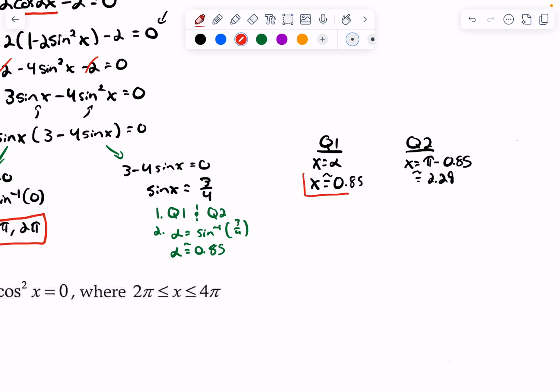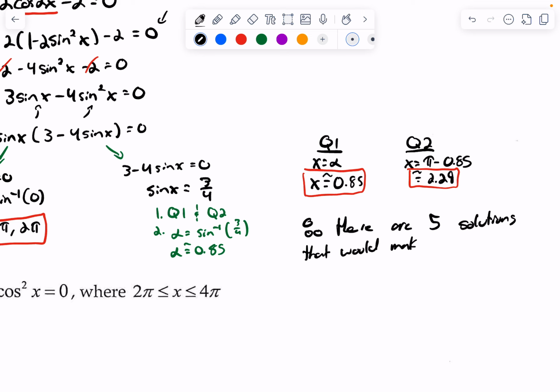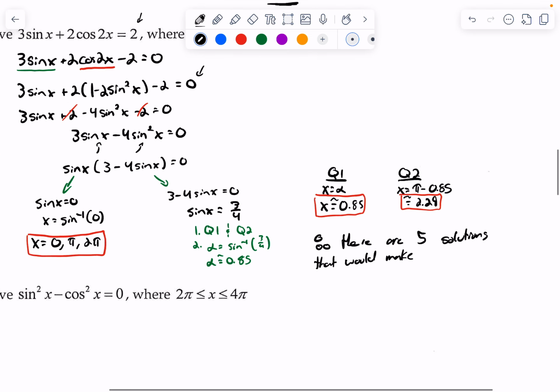And there are more. So again, like a therefore statement. So therefore, there are 5 solutions in this case. 5 solutions that would make, what's our original problem? 3 sine x plus 2 cos 2x equal to 2. All right, like that's what you just found.